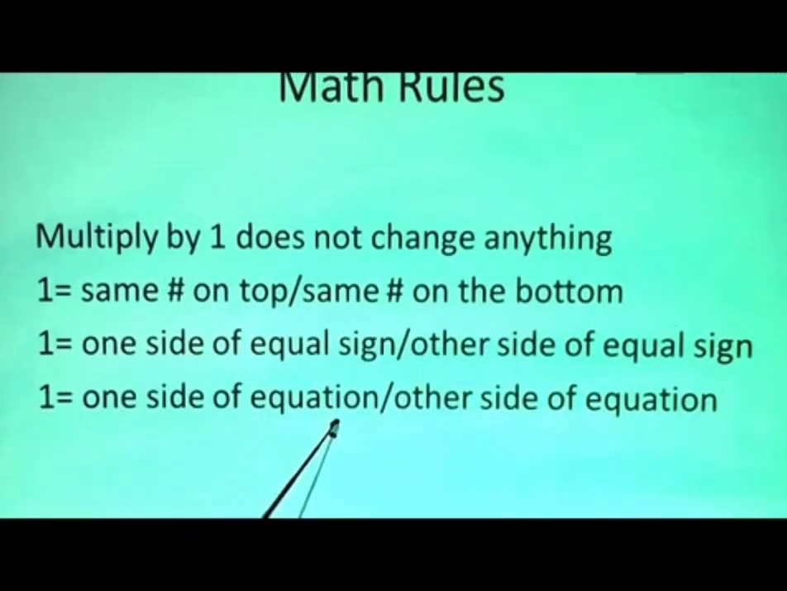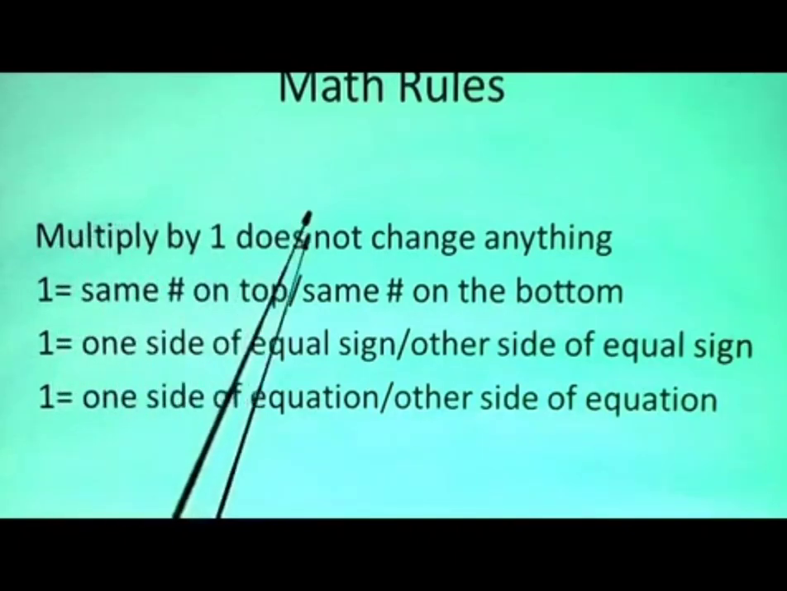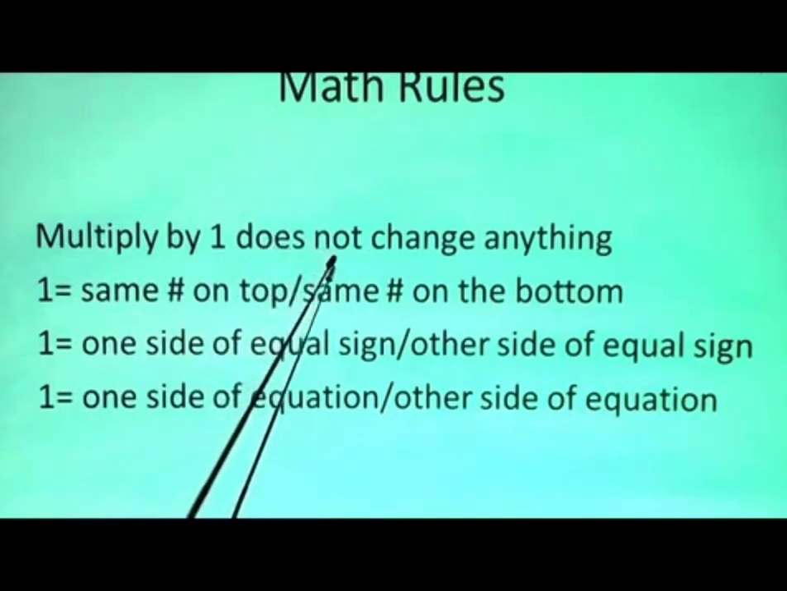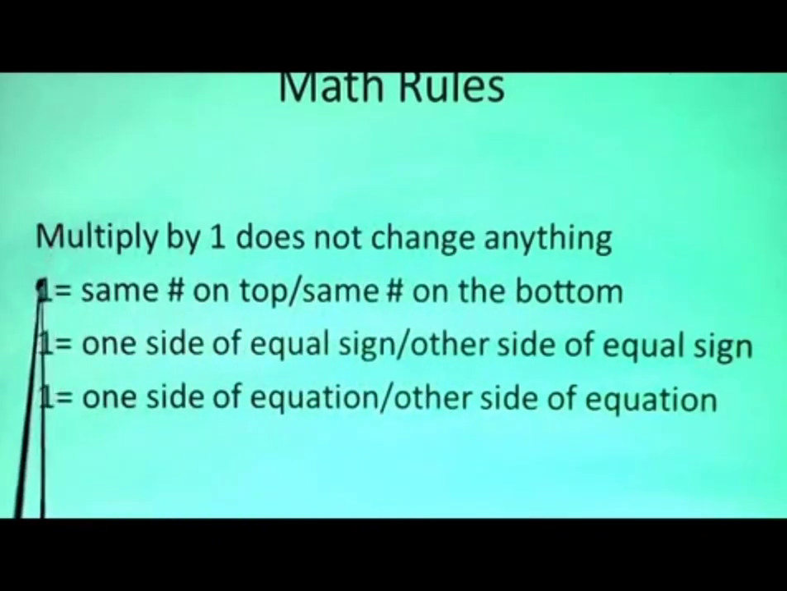Before we move further, let's review our math rules. When we do math, remember, you can always multiply anything by 1 and not change anything. Okay, so you multiply 10 by 1, it's still 10. You multiply 99 by 1, it's still 99. Haven't changed anything. Interestingly though, 1 is not always the number 1.